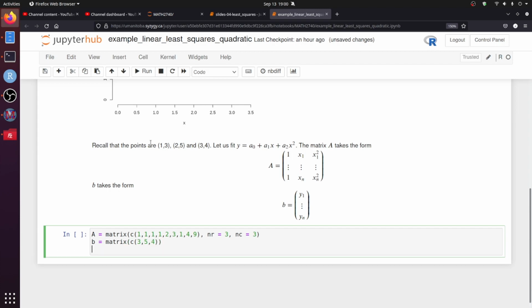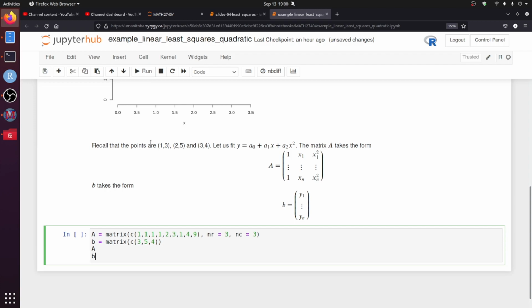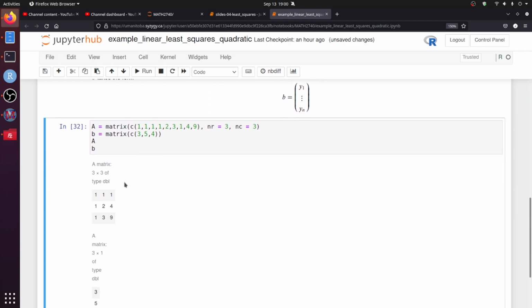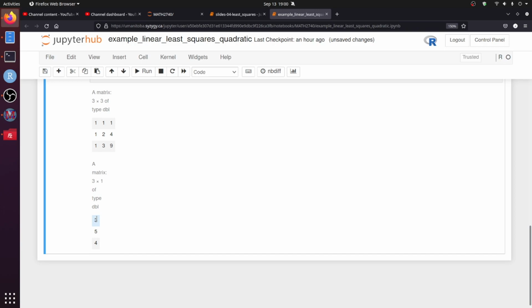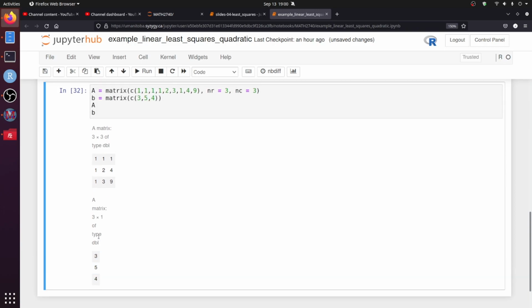And just to check and show that it's okay, I'm just going to get them printed out. So A is the matrix as we had expected, 1, 1, 1, 1, 2, 3, 1, 4, 9. B is the column vector 3, 5, 4.